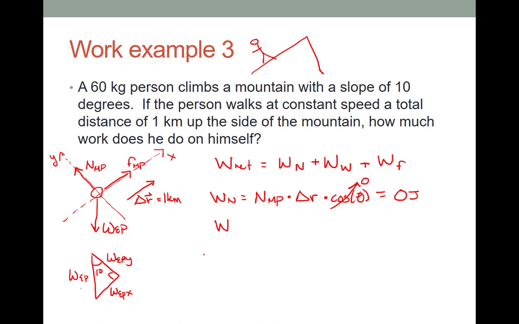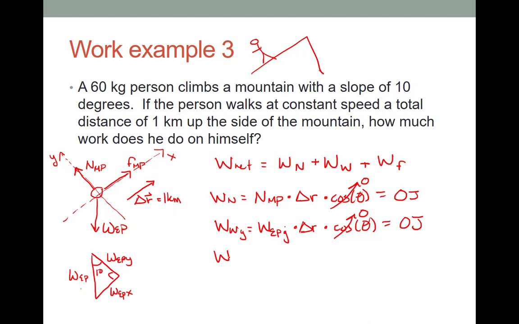I'm going to think about gravity in 2 ways. One way is I'm going to think about what the y component of gravity does. And much like the normal force, I need a couple more subscripts. The y component of gravity is also perpendicular to the displacement, so that is also 0 joules.